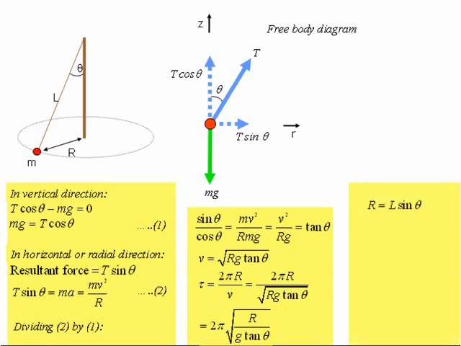Now we also know that r is equal to L sine theta if we look at the original diagram there. So therefore the period becomes 2 pi the square root of L sine theta divided by g tan theta, which gives us the final expression for the period, which is 2 pi square root of L cos theta divided by g. Note that the period does not depend on the mass of the bob.